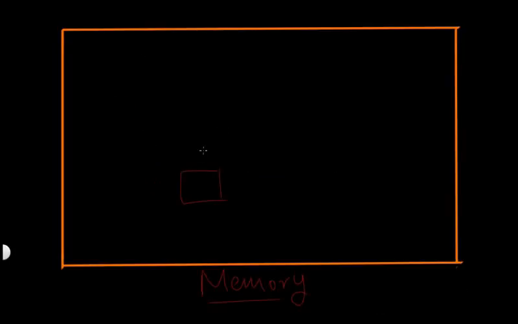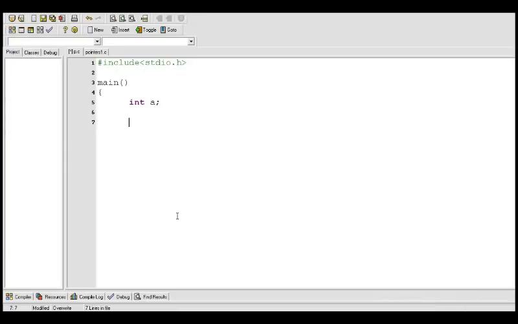Let's say this is my computer's memory, and this memory location is allocated to the variable a. Every memory location has an address, so this memory location allocated to a will also have an address. I can go ahead and find out the address of the memory location that is allocated to the variable a.